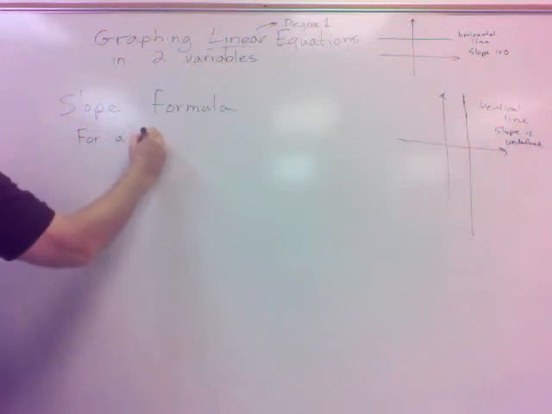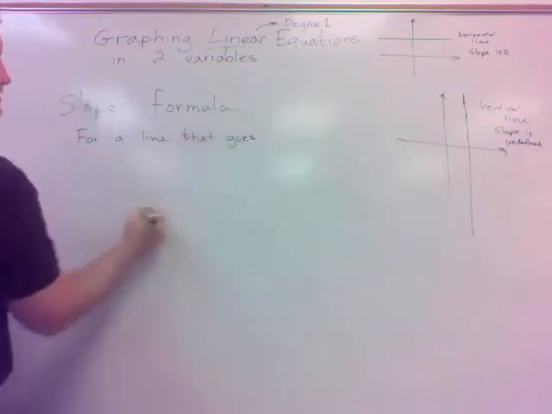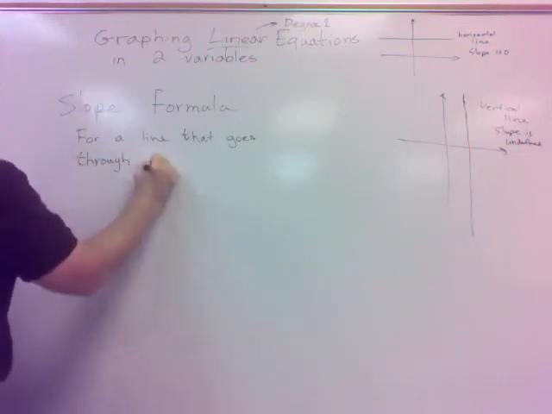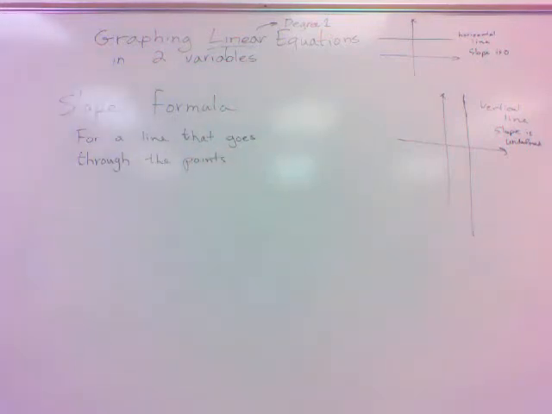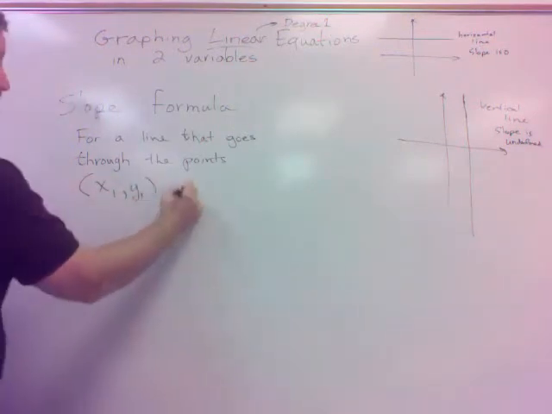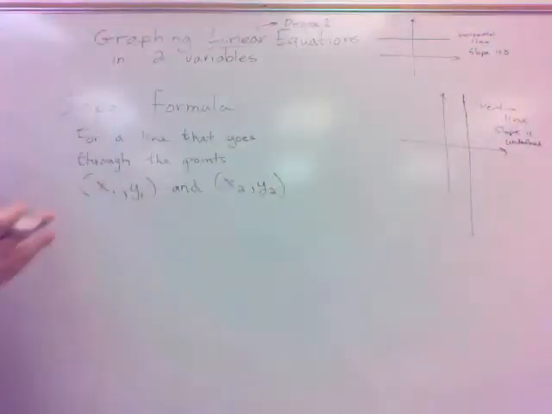For a line that goes through 2 points, and we know a point has an x comma y, and so we use 2 points, so we've got to use a little more designation there. We're going to call the first point x1, y1 for first x and first y, and then the second point is x2, y2 because it's a different x and a different y. So the slope formula, how does it go?